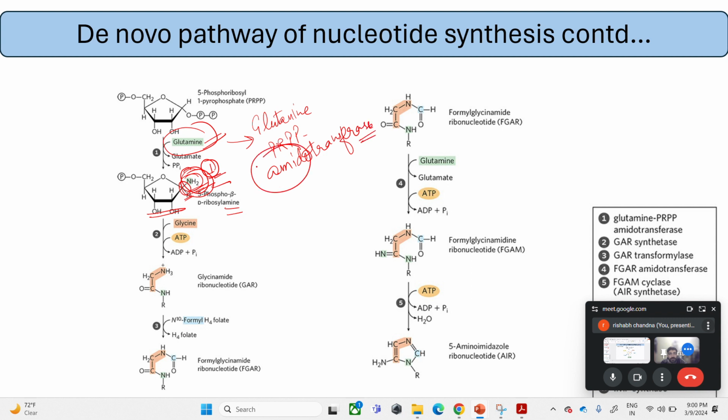Why amido? You have to answer in the comments. Why is this called an amido group? Now this particular amino group has been attached to the ribose 5 phosphate.